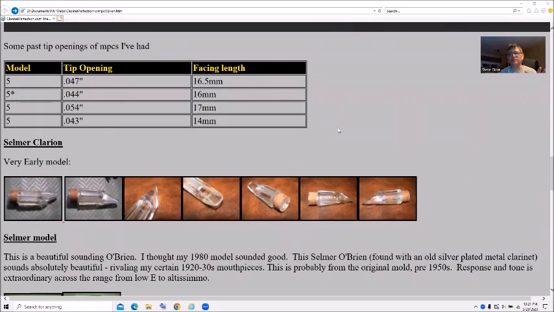So here's a few measurements of some O'Briens I've had in the past, which are basically fives. One had a 0.047 opening, one had a 0.044, one had a 0.054 and 0.043, and the face and length varied. So I guess you had to try them to find out if you found one that you liked. Of course, these are probably different generations too that I owned.